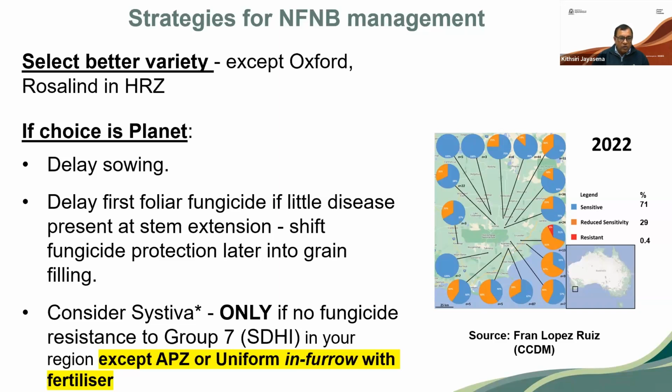Cistiva or Uniform Infaro. If you talk about Cistiva seed dressing, use it except where resistance development has not been detected, except in the Albany Port Zone, where you should use Uniform Infaro. These are the locations where samples have been tested. In the lower Great Southern, a lot of paddocks had reduced sensitivity to SDHI, and one paddock had resistance. So that is the first occurrence of SDHI resistance in the Albany Port Zone.